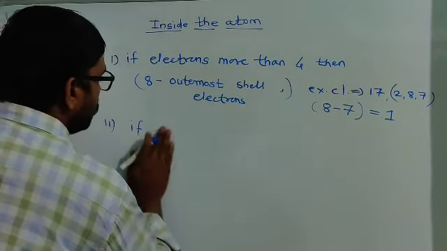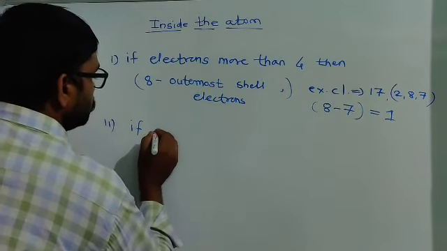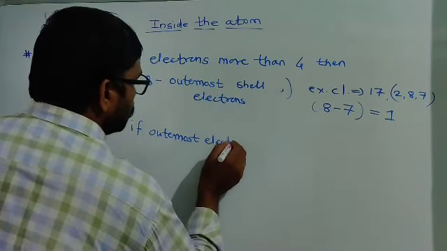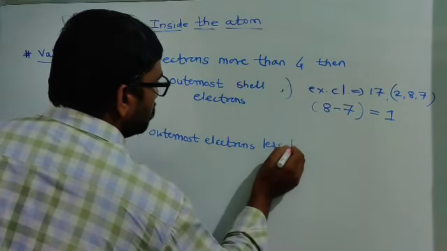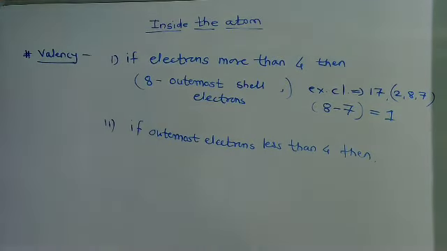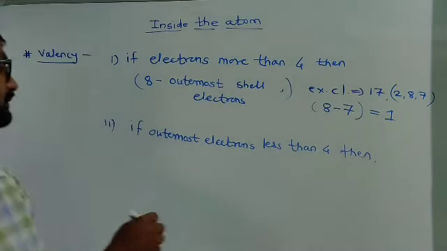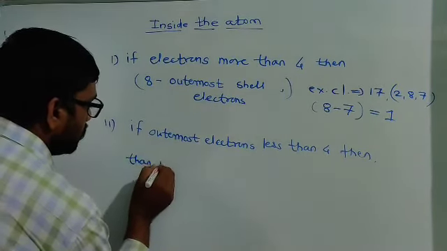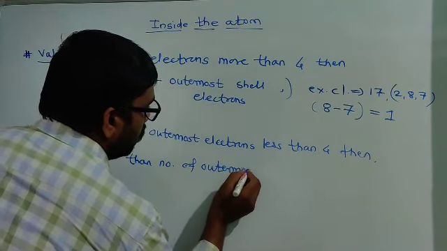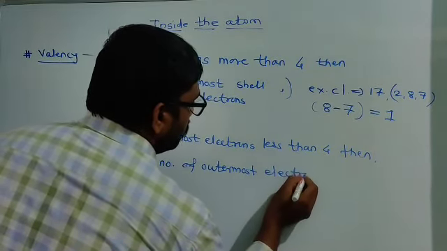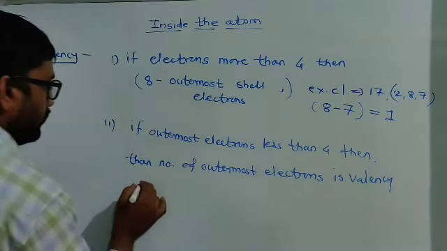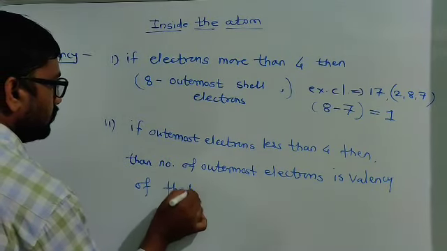And the second rule we are studying is: if the outermost electrons are less than 4, then that number of outermost electrons is the valency of that element.